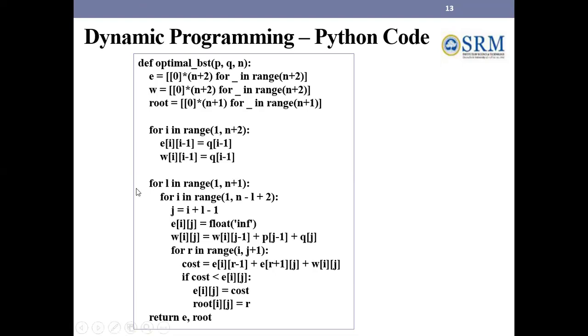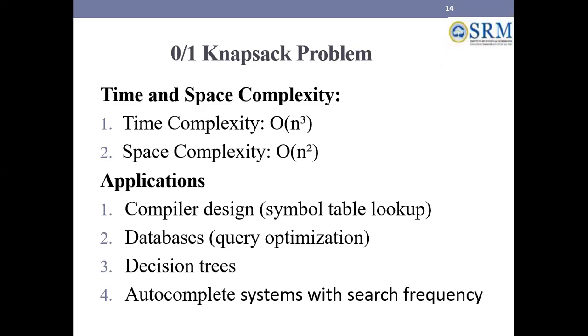So we are using a for loop, for i in range 1 to n plus 2. Find out the probability value. E of i comma i minus 1 is Q of i comma 1. Then for i in range 1 to n minus 1 plus 2, we are taking every two nodes: length 1, length 2, length 3. We are finding the cost for each pair, and the root which gives the minimum cost will act as the root node. And so this is the time complexity.